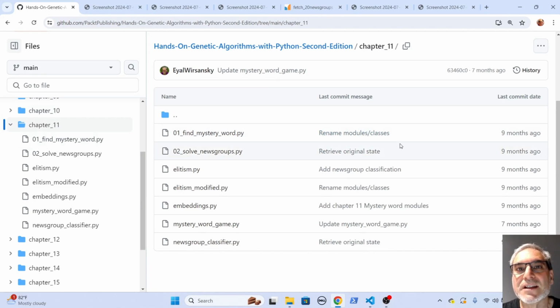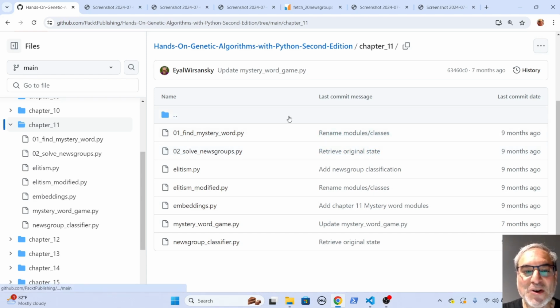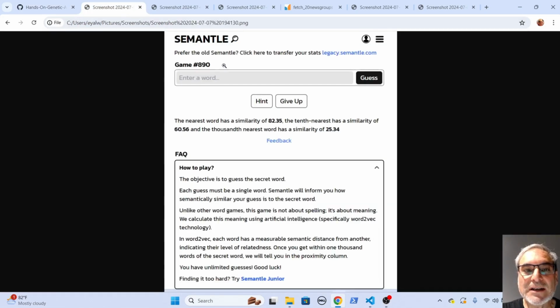Hello again, and we are now in chapter 11 that has to do with NLP, Natural Language Processing, which is one of the most sought after fields in artificial intelligence nowadays. And let's start with a game that we call Find the Mystery Word. In particular, there is a game called Semantle.